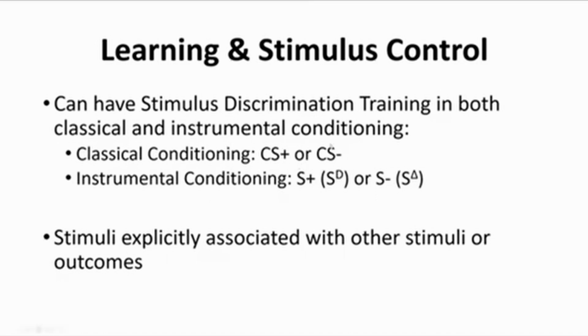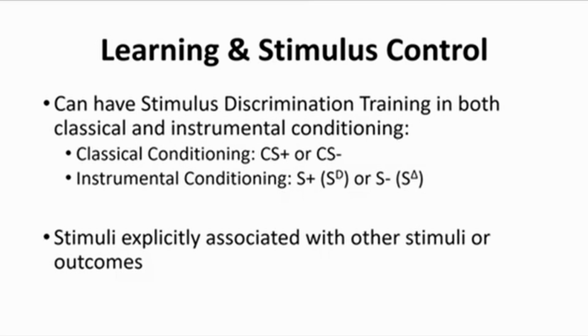So we can set it up in terms of a CS plus and a CS minus if we were looking at classical conditioning, so something like an eye blink response. Or we could look at instrumental conditioning, which is mostly what we've talked about so far in this chapter, where we have an S plus being a stimulus that if we respond in its presence, we would get some kind of reinforcement. You'll also see this called an SD, or a discriminative stimulus. This is just something like a pigeon being trained to peck a key in the presence of a 1 kilohertz tone. That 1 kilohertz tone would be an S plus because it's telling the pigeon that if they peck while that tone is on, they would receive food.